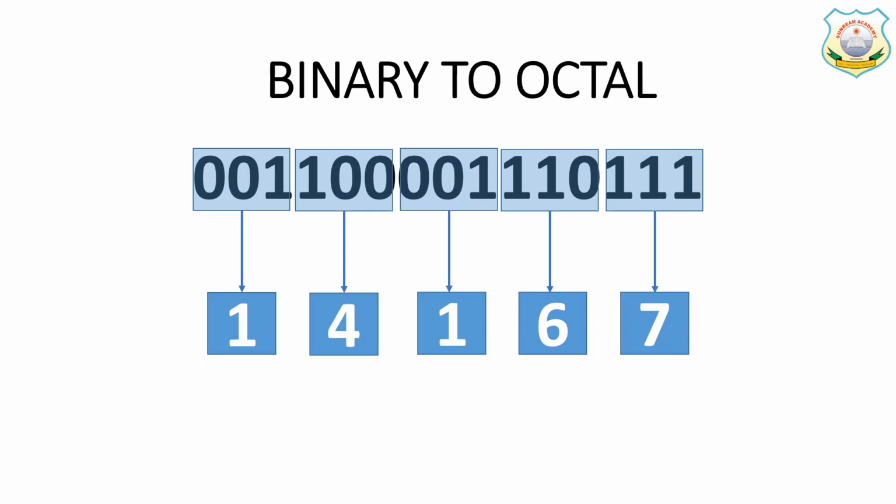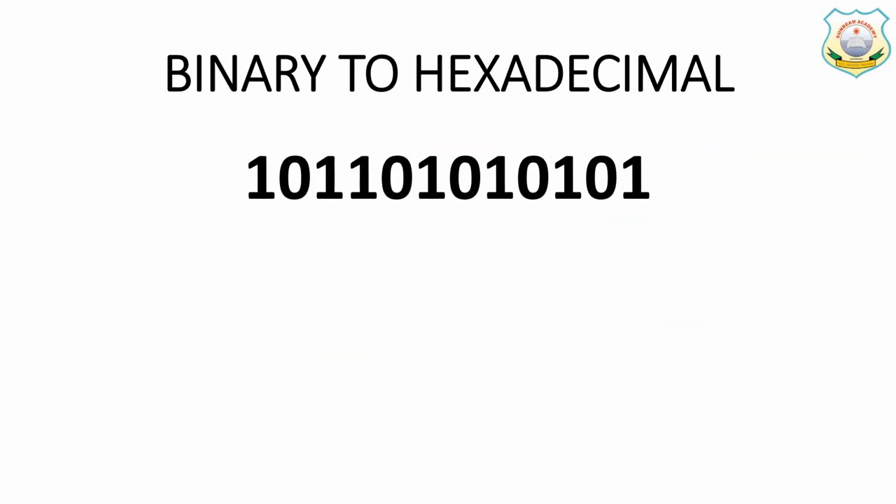So this is the exercise, children, for binary to octal, and then we will move on to binary to hexadecimal. For binary to hexadecimal, we are going to make groups of 4 bits from the right hand side. So, binary to hexadecimal, let's make groups of 4.